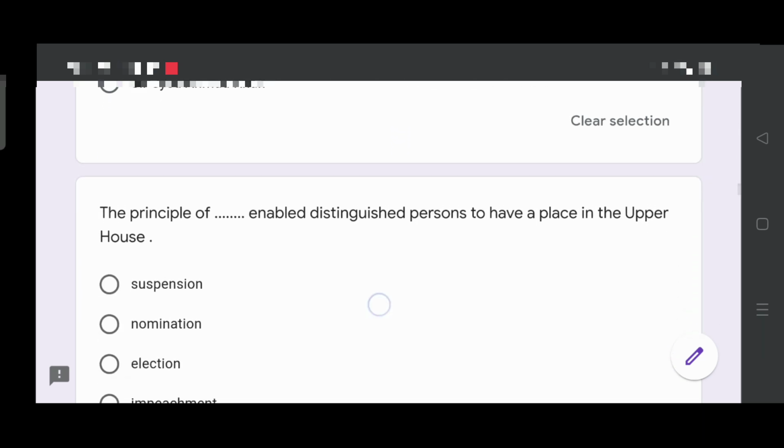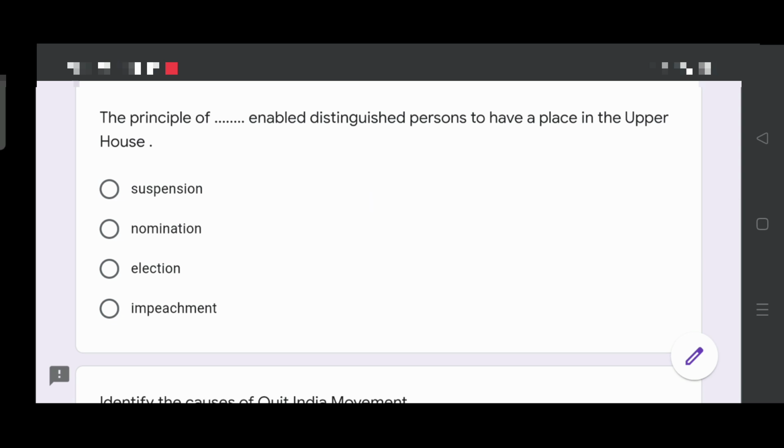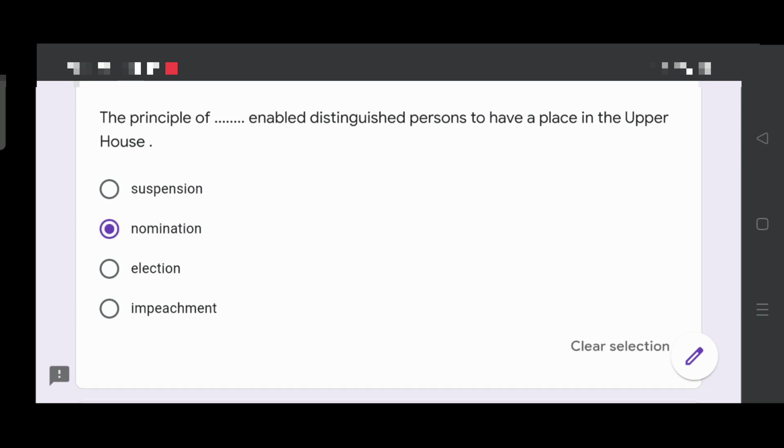The next one, from Civics. The principle of dash enabled distinguished persons to have a place in the upper house. Suspension, nomination, election or impeachment. And the right answer is the principle of nomination.